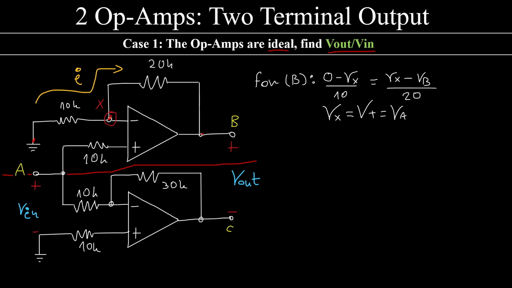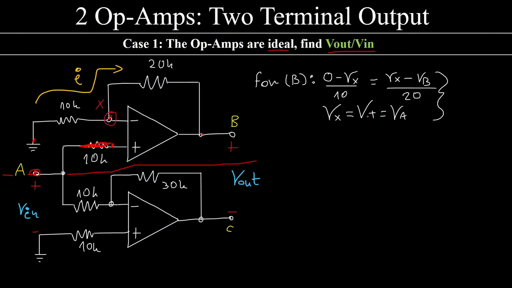Now, how much is Vx? Well, Vx is the same as the voltage over here. How much is this voltage? The voltage is the same as the input A. Why? Because no current can flow inside the input of an op-amp. That means that this point has the same voltage as this point. Hope it is clear. This means that this resistor is like it doesn't even exist over here. So Vx has the same voltage as this point, so it has a voltage of Va.